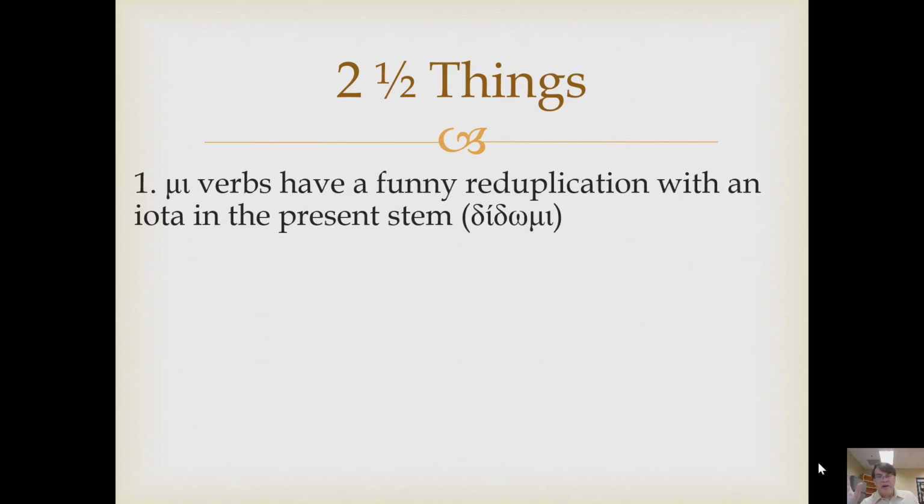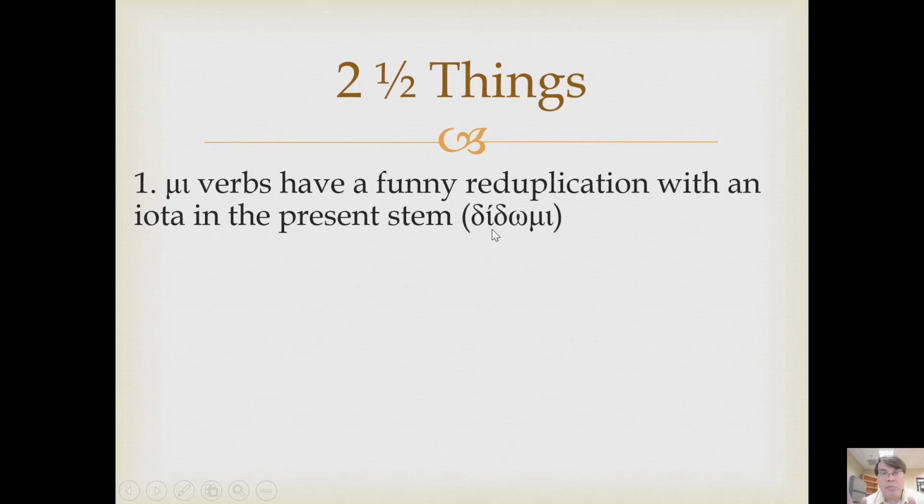Mi verbs have a funny reduplication with an iota in the present stem. So you see, the heart of hearts of this word, didomi, means to give. It's an important word. You should know didomi. It means to give, I give. So the heart of it is this do in the middle there. And so the present, for whatever reason, does this reduplication. So the delta gets a little beside itself, and you stick an iota in the middle.